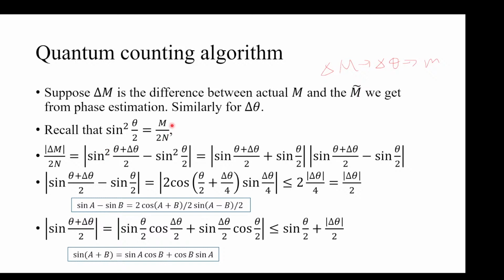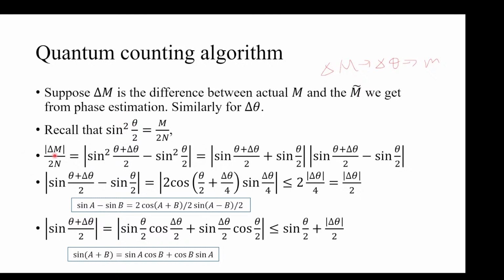So if you have delta m, so you have m tilde minus m here, and then you should have the same difference here. So you should have sine squared theta tilde minus sine squared theta. This is just by, I guess, really nothing. You have a difference on the right hand side, and you also have a difference on the left hand side here.